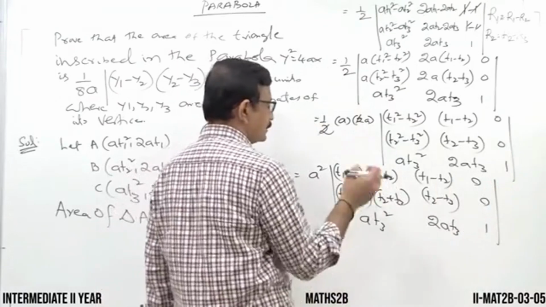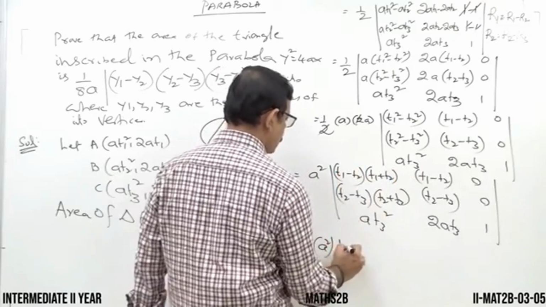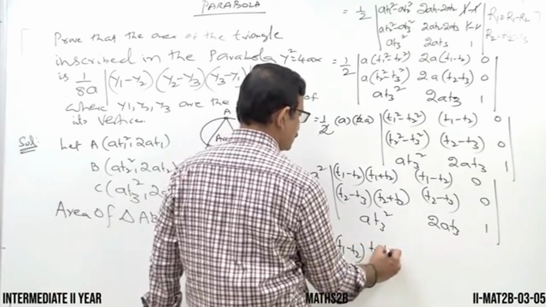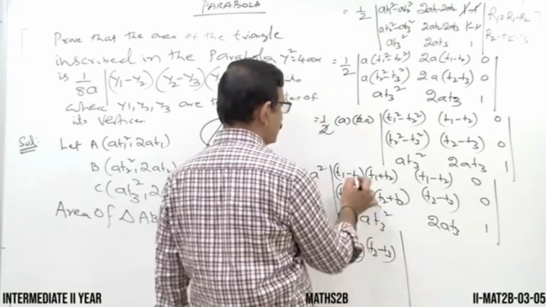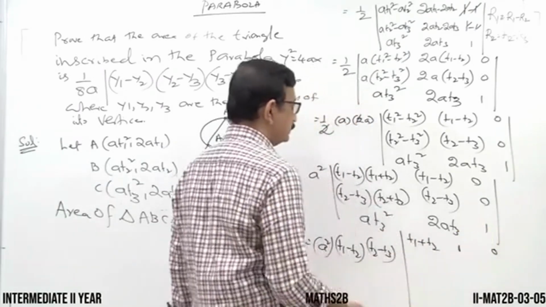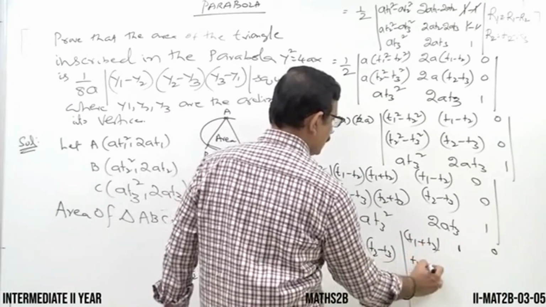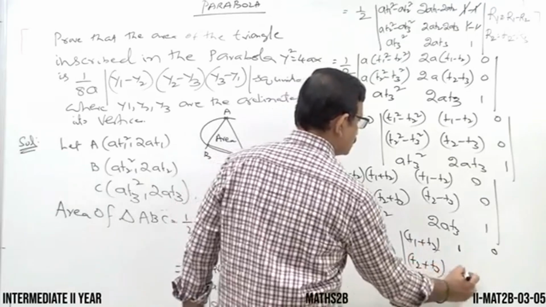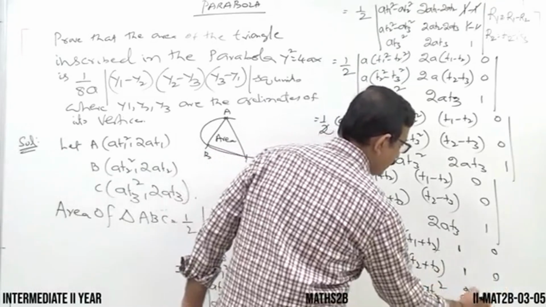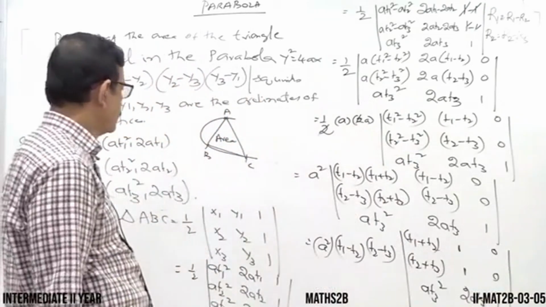Now see, in this matrix, in the first row we can take t1 minus t2 common. So write down here t1 minus t2. From the second row we can take t2 minus t3 common. Now what is left here? This t1 plus t2, and this is 1, and this is 0. Next, if you take t2 minus t3 common, we will get t2 plus t3, and this is 1, and this is 0. Next, at3 square, 2at3, and this is 1. So like that you can simplify it.